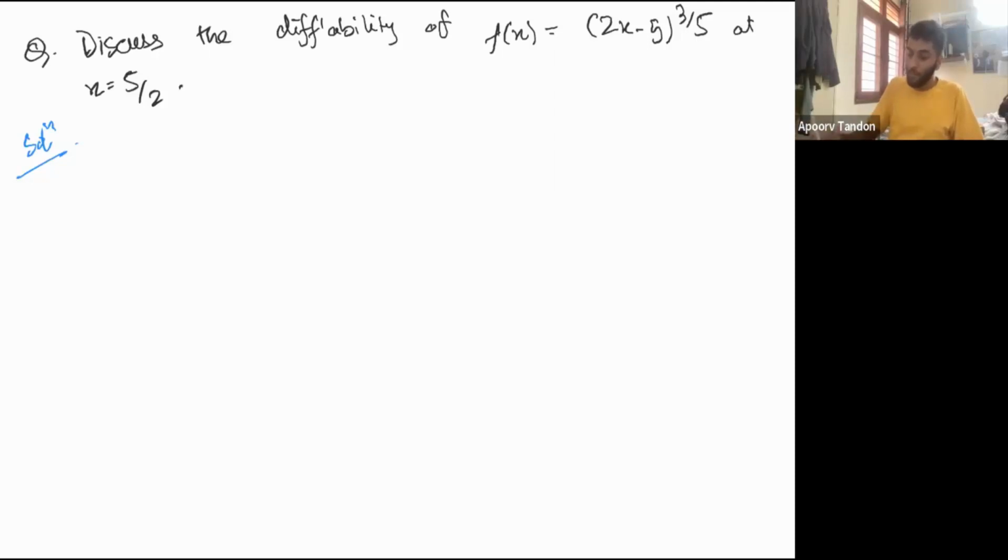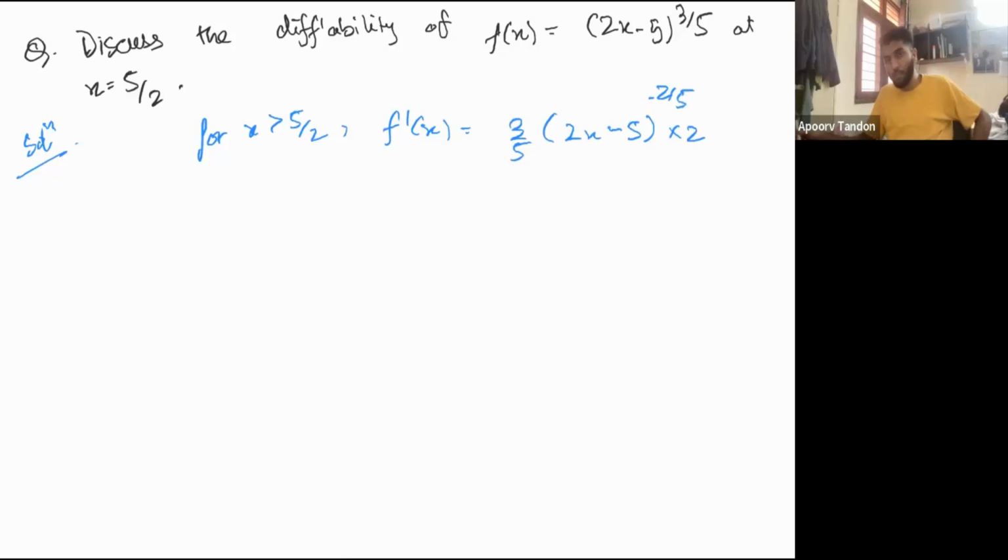So for x greater than 5 over 2, f dash x will be something of the form 3 over 5 (2x minus 5) into 2, 2x minus 5 being raised to negative 2 over 5. तो डेरिवेटिव के एक्सप्रेशन से हम देख सकते हैं कि the variable containing term is appearing in the denominator क्योंकि उसका exponent negative है.